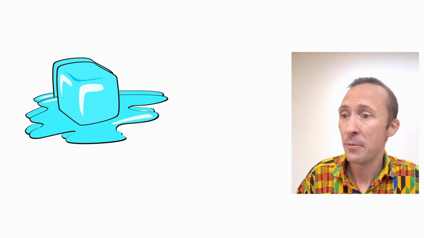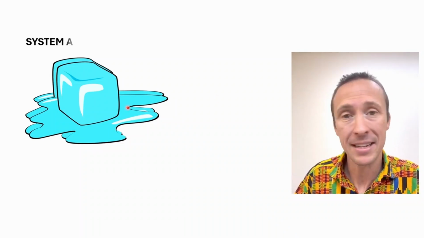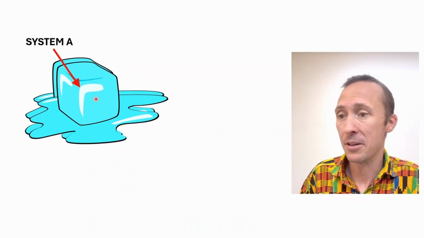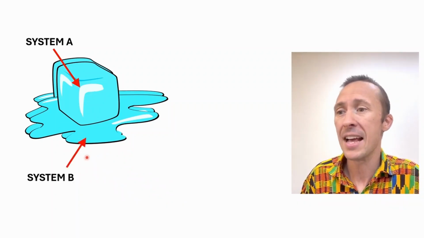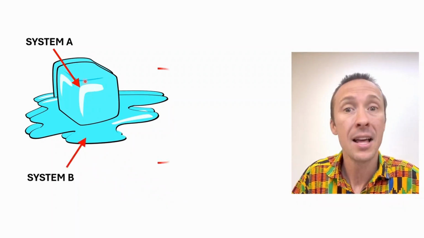For example, if we have solid ice, we may consider that a system. We may consider the liquid water as a system, but we may want to look at both phases as a whole and just simply call it the system.